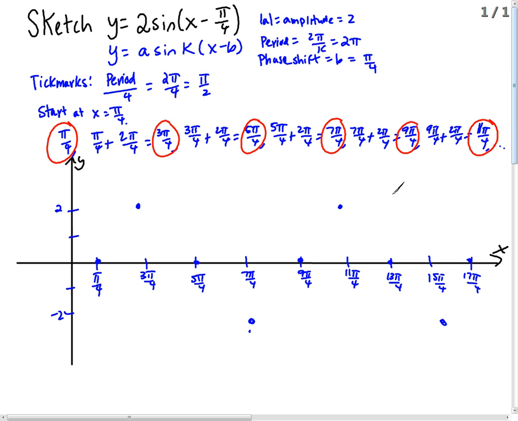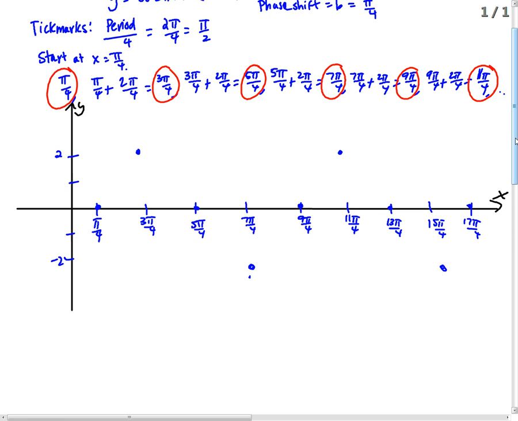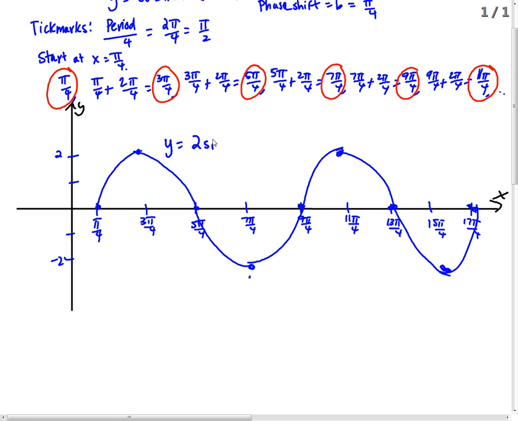I'm going to scroll down just a little bit. Okay. So make this a nice curve. This is the hardest part usually, getting it nice and smooth. Oops, pretend that's a little bit higher. Okay. It's really hard to do with this marker, but you get the idea. So this is y equals 2 sine of x minus pi over 4.